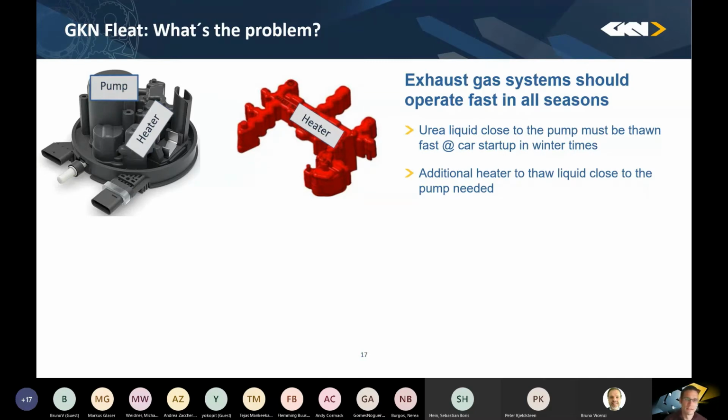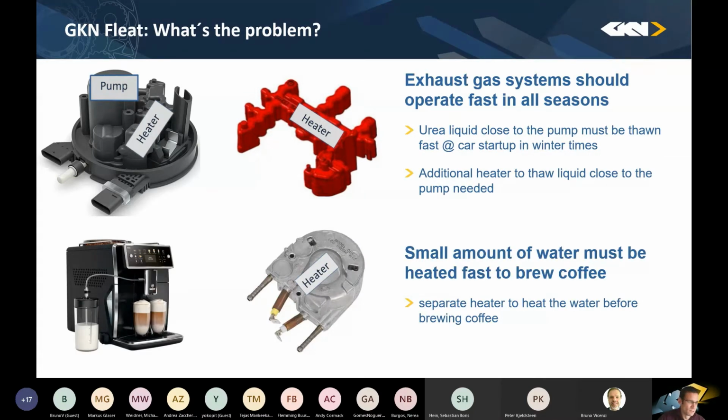So for the exhaust gas systems, it's very important in the cold seasons, so in winter time, that the system starts operating fast. Due to environmental and exhaust regulations, the urea system for exhaust gas cleaning must start up quite soon. And if the urea liquid is frozen in the tank, you have to heat it up. And therefore, the heater is much bigger than the pump itself. And that's just due to the fact that we need to thaw the liquid before we can start the pump.